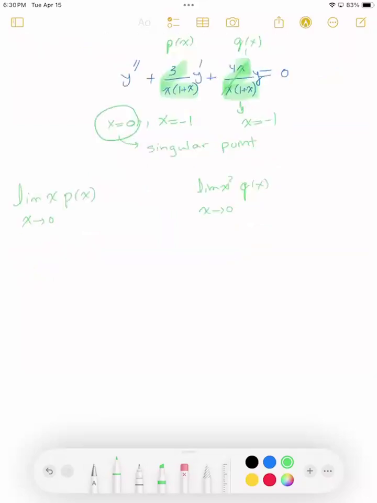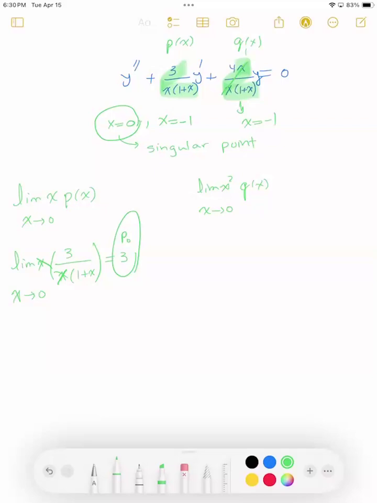So now I'm just going to multiply x by 3x times (1 plus x). Take the limit as x goes to 0, but then the x and x cancel each other. When I take the limit, I get 3, and we call this p0. That is the label I use for it.